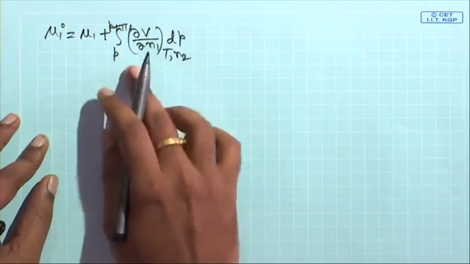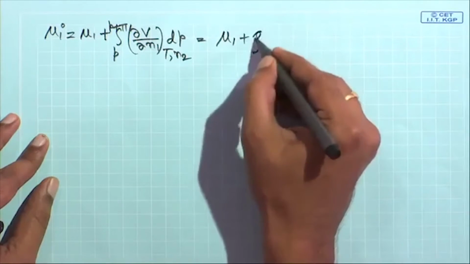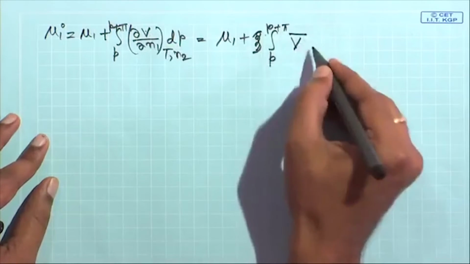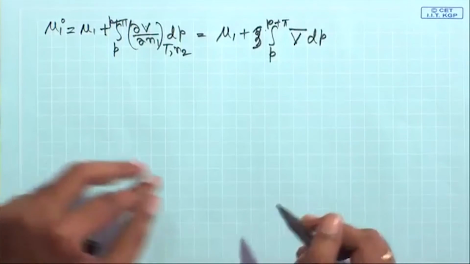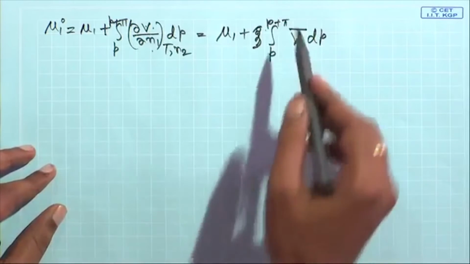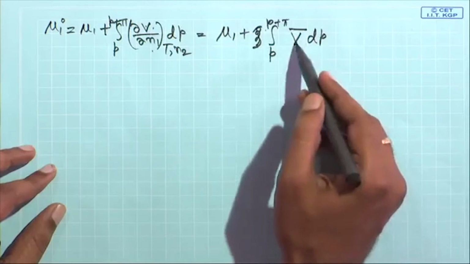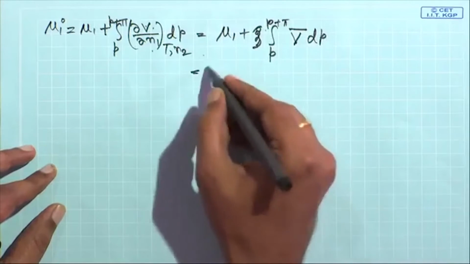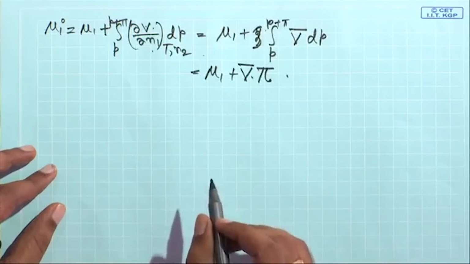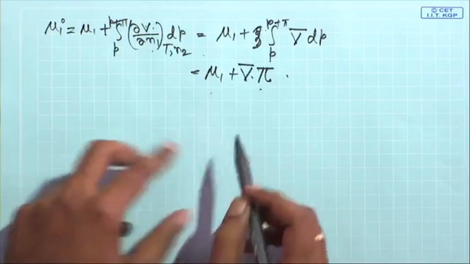Now, this particular relation is nothing but mu 1 plus the integral from P to P plus pi of V bar dP. V bar is nothing but the molar volume, so volume per mole. In the case of an incompressible material, a liquid, this is constant with pressure. So it can come out of the integration, and this becomes equal to mu 1 plus V bar into pi.